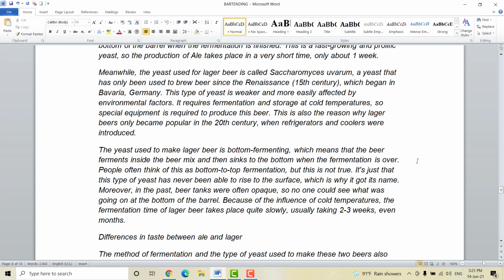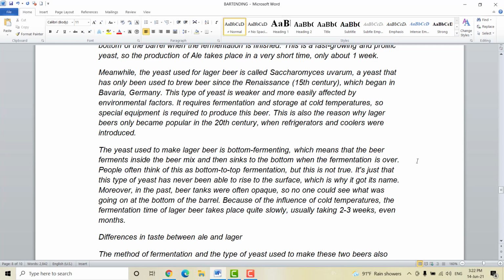The yeast used to make lager beer is bottom fermenting, which means that the yeast ferments inside the beer mix and then sinks to the bottom when the fermentation is over. People often think of this as bottom to top fermentation, but this is not true. It's just that this type of yeast has never been able to rise to the surface, which is how it got its name. Moreover, in the past, beer tanks were often opaque, so no one could see what was going on at the bottom of the barrel.